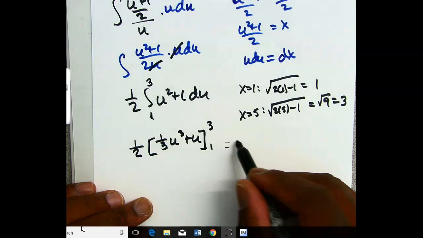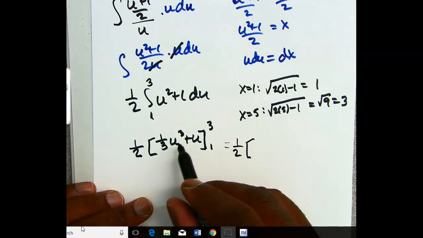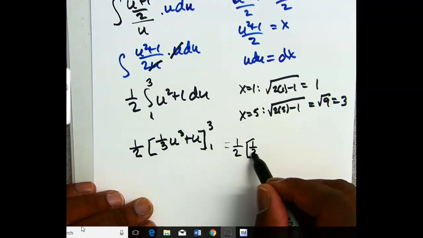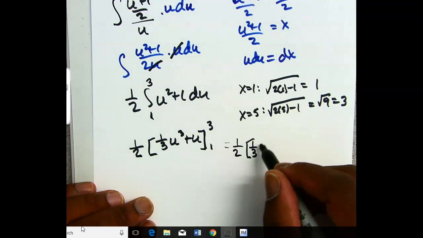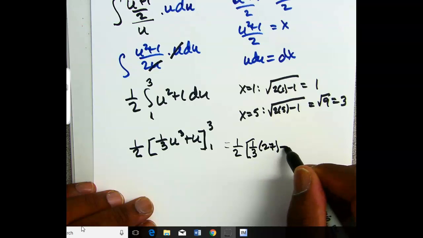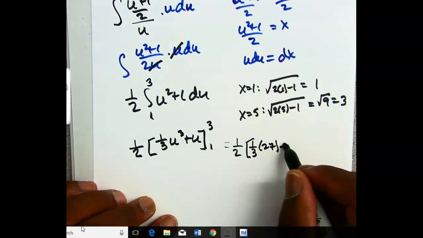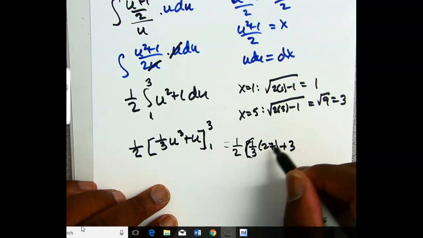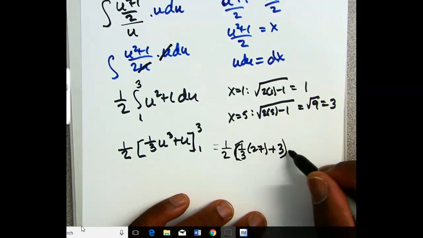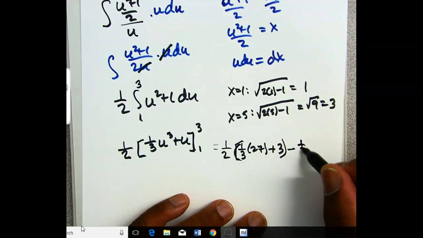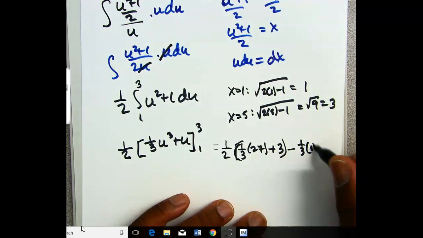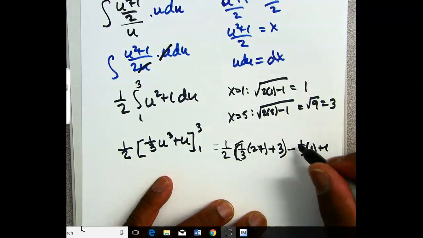So that is 1/2 times 1/3. 3 cubed is 27. Plus 3, minus 1/3, and then 1 cubed is 1, and then plus 1.